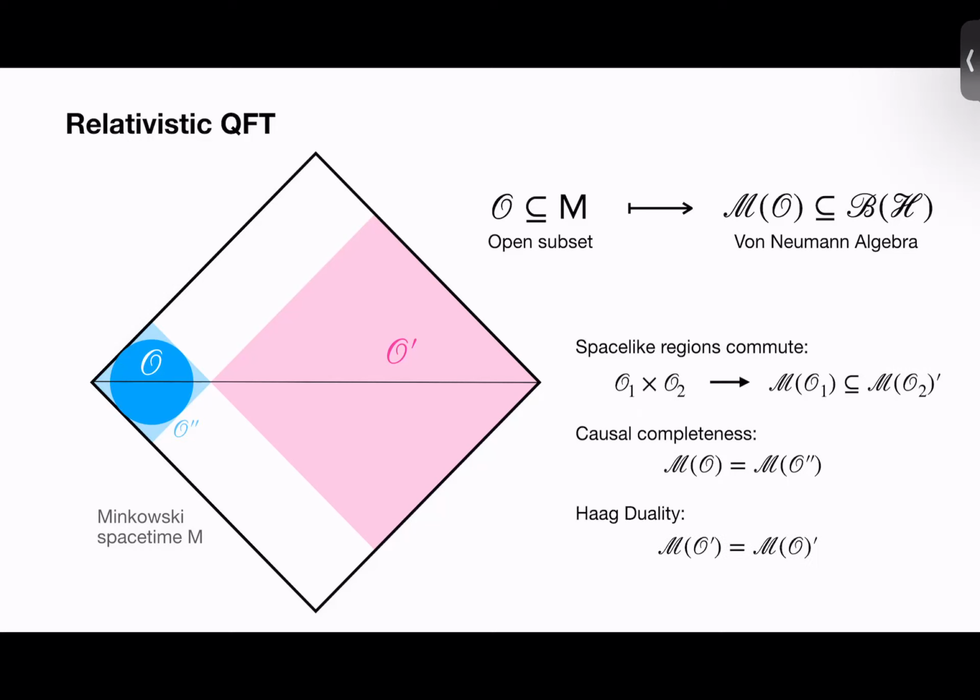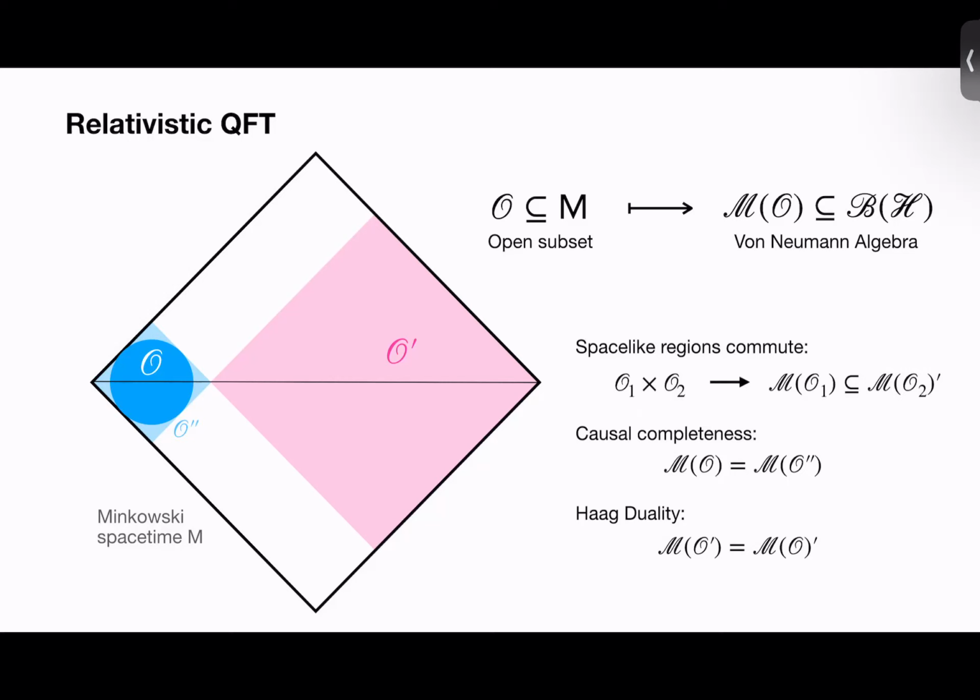And then the third condition is the Haag duality condition, and this is actually where we take the name from. The general example is that the algebra of O prime is the commutant of the algebra of O. So basically, taking commutants in the operator algebras is compatible with taking causal complements in space-time. So this is the basic structure that we will use here.